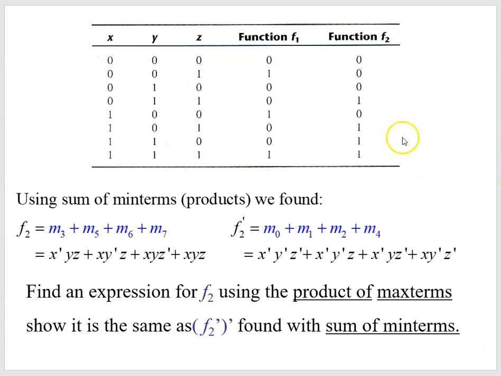So why don't you try that same exercise with function 2, f2 here. It's already given on this slide what f2 is in terms of the sum of minterms, 3, 5, 6, and 7, where the function is equal to a 1. f2 prime, 0, 1, 2, and 4, where the function is equal to a 0. And this says, find f2 using the product of max terms, find it directly from the table, and then use De Morgan's theorem to take the prime of f2 prime to get back to f2, and that'll give you something in product of max terms form as well.